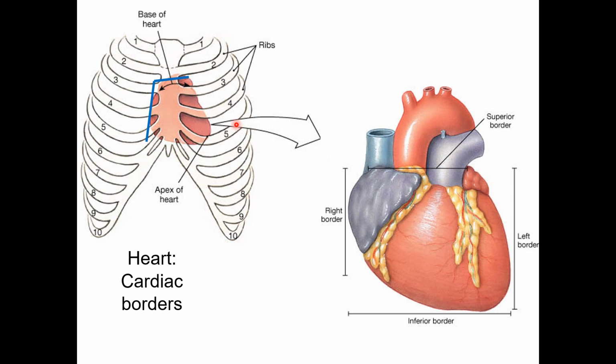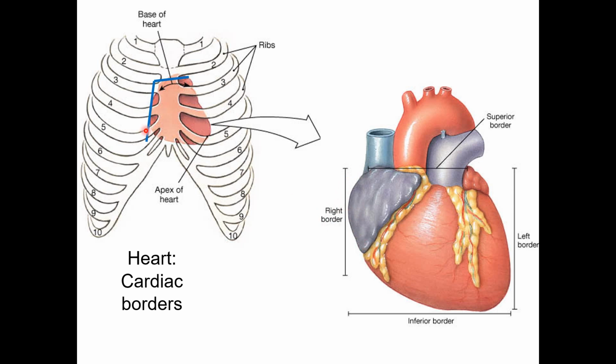The right border: we ended here on the right second intercostal space. It runs on the right side of the sternum towards the fifth intercostal space, also 1 finger breadth or 1 to 2 centimeters from the edge of the sternum, and the right border is convex to the right, and it is formed by this chamber, which is the right atrium.